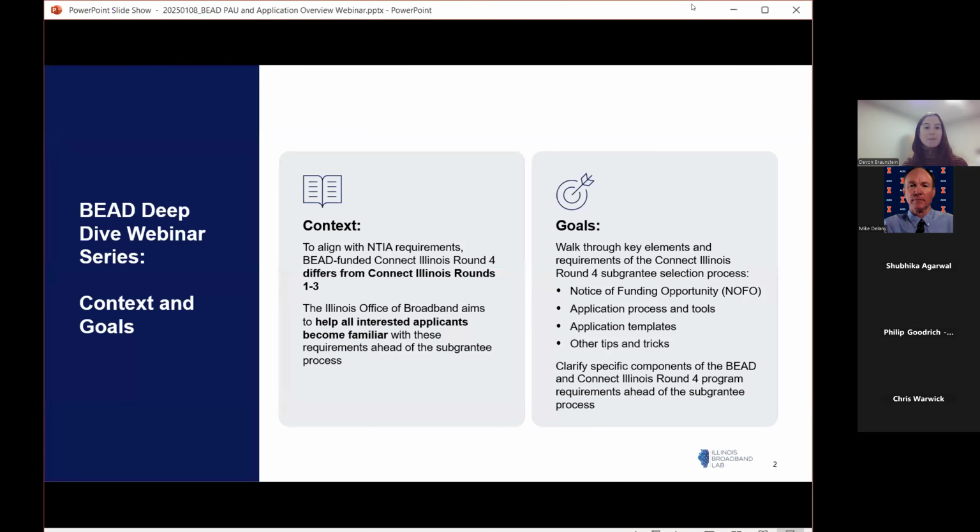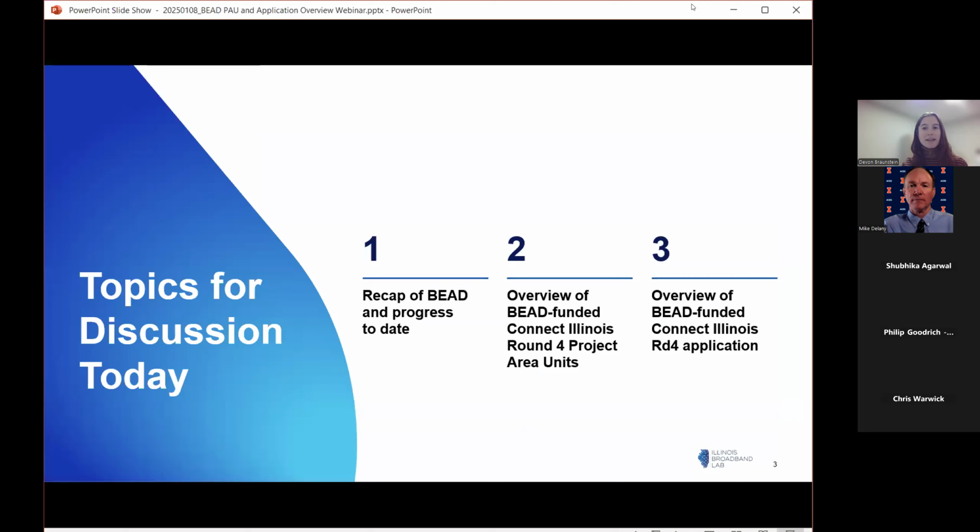So 3 buckets for our agenda today. First, we'll do a recap of the BEAD program and progress to date. Then we'll talk about our project area units, so the building blocks for Connect Illinois Round 4 applications. We'll do a demo of the map layer that shows the PAUs as is. And then we'll do an overview of the new information available about the application, and an overview of the structure of how to actually apply.